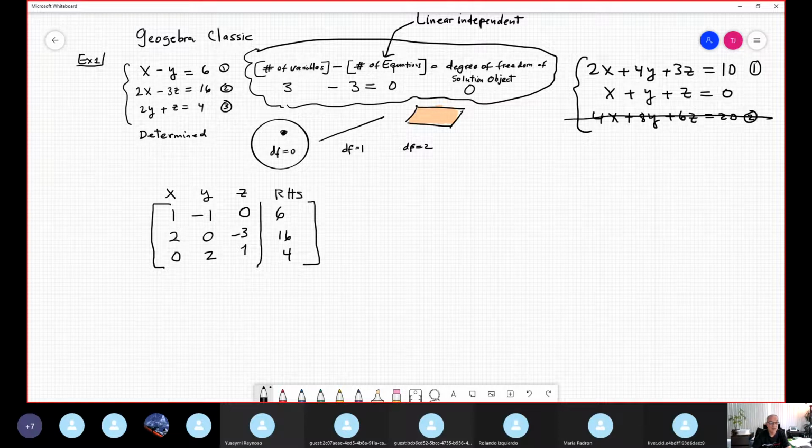By the way, this matrix is 3 by 4. Remember, the first number indicates the number of rows. 3, because it is a perfect coincidence with the number of equations, equation 1, 2, and 3, and 4 columns because it is the 3 plus an extra column of the right-hand side, correct?